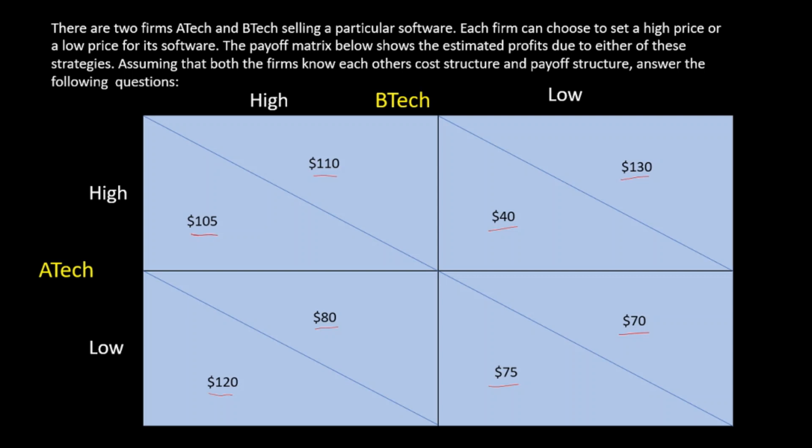Now we need to figure out what is the dominant strategy for both the firms. We know that a dominant strategy is a strategy which is the most optimal choice for the firm, regardless of what strategy the other firm follows. For example, if the dominant strategy is setting a low price, the firm would continue to set a low price irrespective of what price its rivals charge. So take a pause and try to figure out what the dominant strategy for both the firms would be.